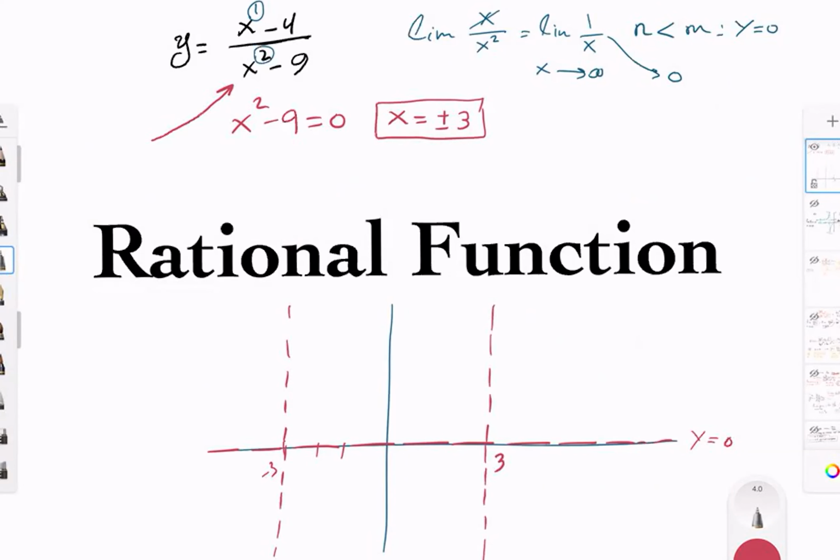Graph never ever gonna touch the vertical asymptotes, but some graph touch the horizontal asymptote. So don't get surprised if the graph touch horizontal, that is okay, but not vertical. So you find horizontal, you find vertical. Now the last question is, what are the zero? For what value of x, y equal to 0?